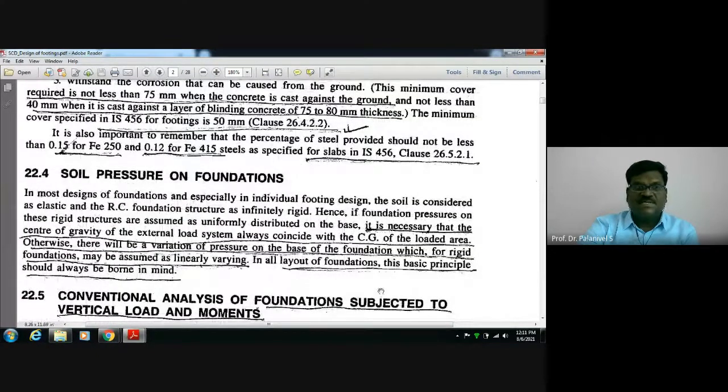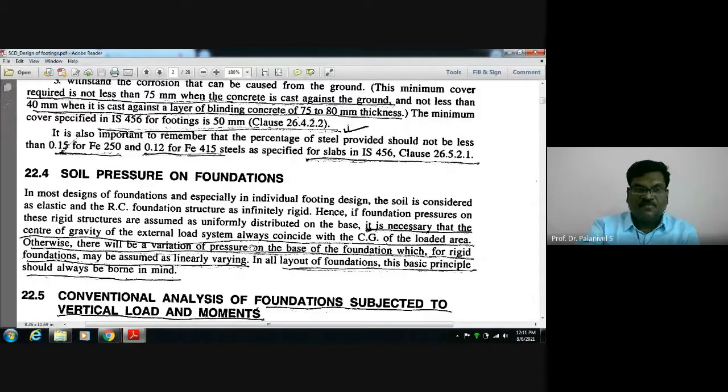It is necessary that the center of gravity of the external load system always coincides with the CG of the total area. Through the column, the load is transferred. Then only the pressure will be distributed uniformly. Otherwise, it will be non-uniform. If the load is applied eccentrically on the foundation, the pressure distribution is non-uniform beneath, and you can assume it as linear.